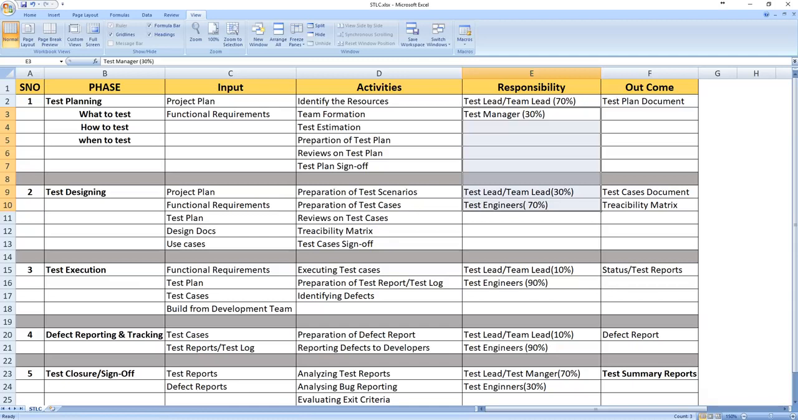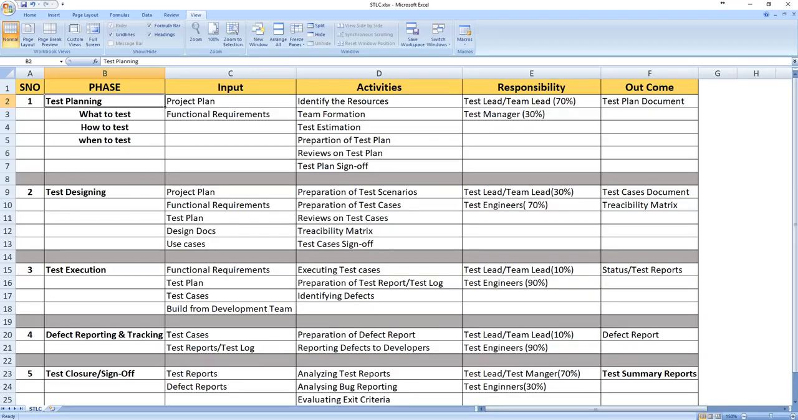Let us start with the first one: test planning. The main focus of test planning is what to test, how to test, and when to test. These are the important key areas. What to test means the scope of the testing. How to test means what types of testing we have to conduct. When to test means timelines: when we have to conduct sanity testing, regression, and functional testing. All the timing-related stuff.